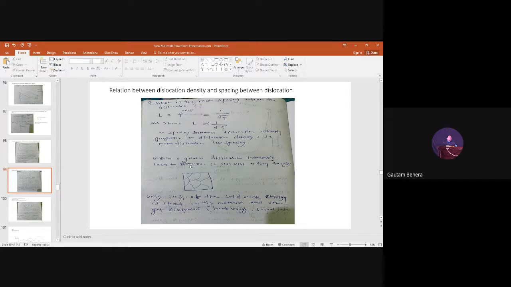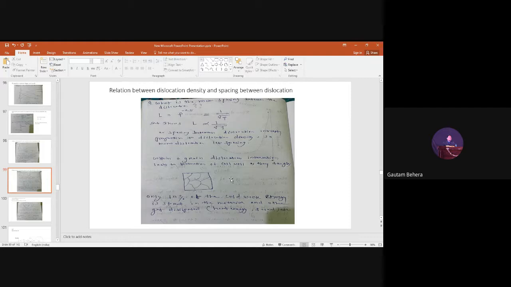Formation of cell wall. Dislocations actually arrange themselves in a cell form. Suppose this is totally a single grain, and these are the dislocations. I have arranged them in the form of cells. So these are dislocation cells, like grains inside a big grain, or these are also called substructure.